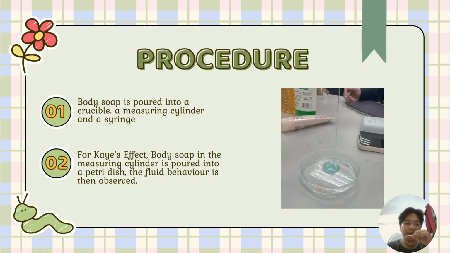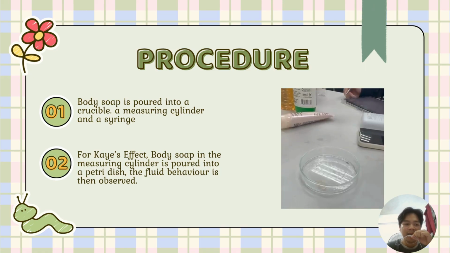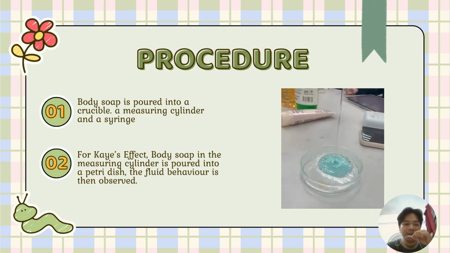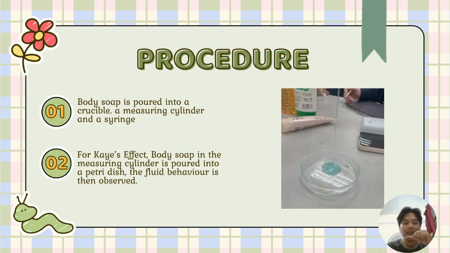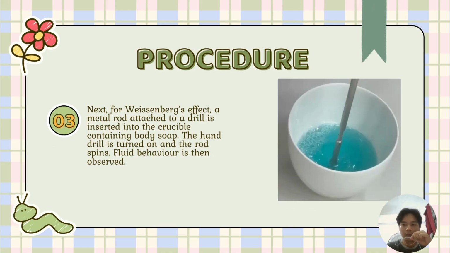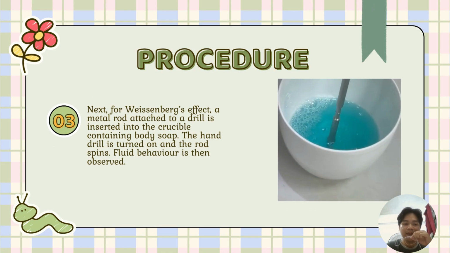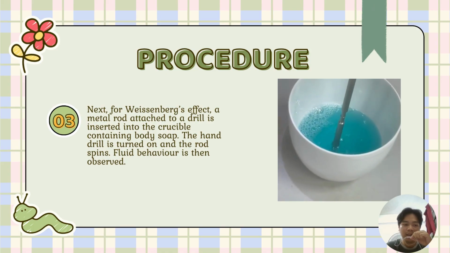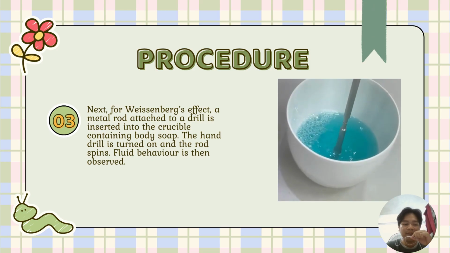Procedure number 1. Body soap is poured into a crucible, a measuring cylinder, and a syringe. For Kaye's effect, body soap in the measuring cylinder is poured into a petri dish. Then the fluid behavior is observed. For procedure number 3, next, for Weissenberg effect, a metal rod attached to a drill is inserted into the crucible containing body soap. The hand drill is turned on and the rod spins. Fluid behavior is then observed.